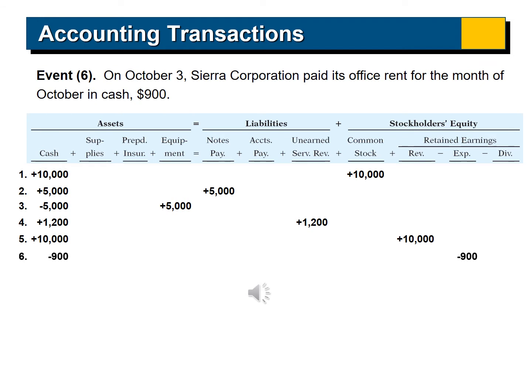Next, we have on October 3rd, Sierra Corporation paid its office rent for the month of October in cash for $900. So you see cash decreasing by $900 on the left side of the equation, and on the right side under expenses, $900 is subtracted. So the $900 paid as rent is rent expense, which comes under the expense column, which is under the retained earnings, which is under the stockholders' equity.